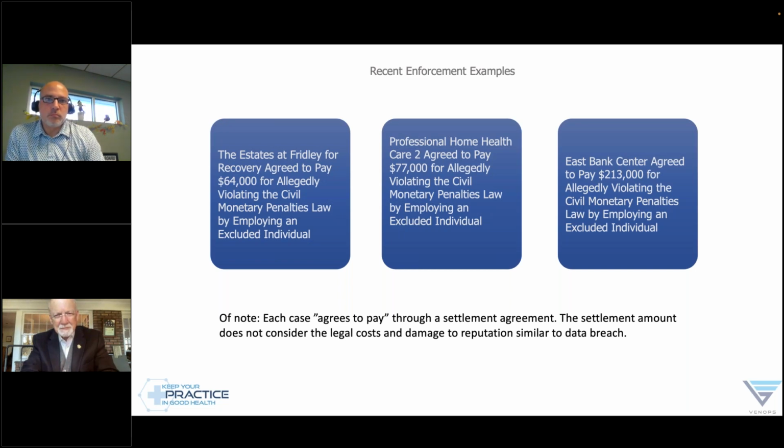Second and third examples as well. The third example there is a little bit more of a higher penalty, another simple case of an excluded individual being employed. Important to note that each of these is not actual guilt involved. They agreed to pay, they were settlement agreements.